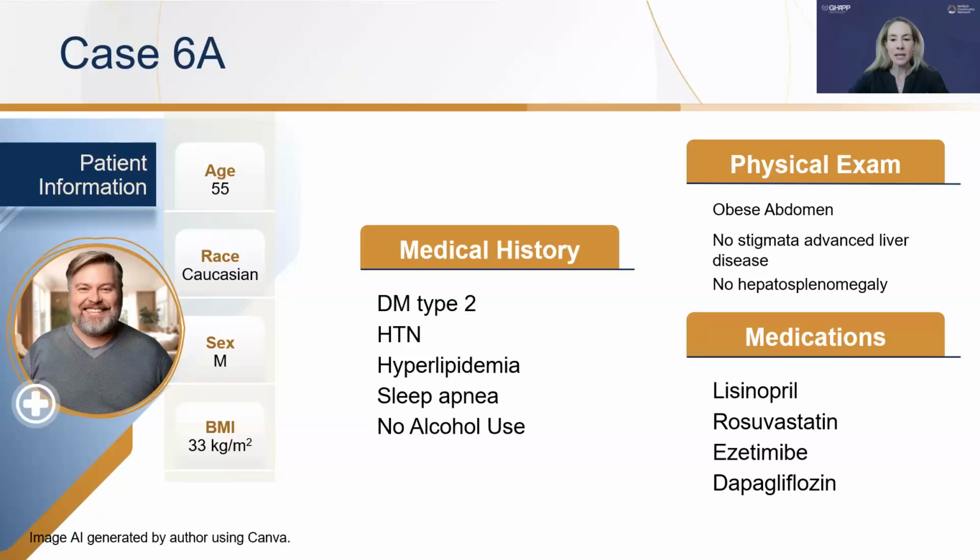On physical exam, he has central adiposity, no hepatosplenomegaly, and no stigmata of advanced liver disease. So he's not jaundiced, there's no clinically apparent ascites, no caput, no palmar erythema, no spider angiomata on skin exam. And then you can see his medications here. He's on appropriate treatment for his hypertension, diabetes, and hyperlipidemia.